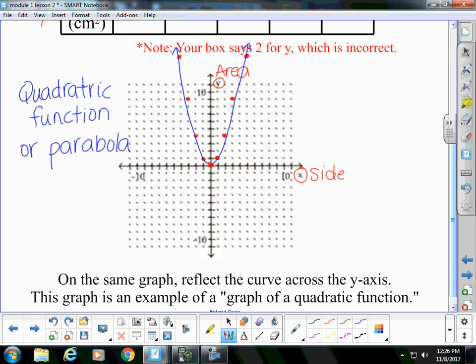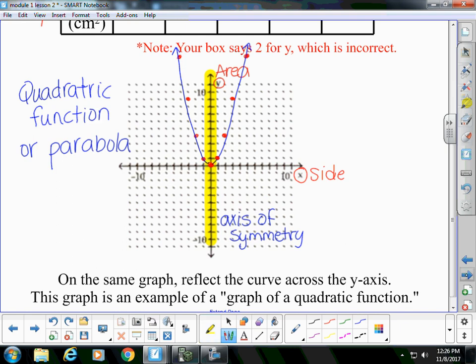And then the line that's in the middle, this line right here, is actually called the axis of symmetry. All parabolas have them. And if you find half of the parabola, you can use the axis of symmetry to find the other half of the parabola, or quadratic function, or U.